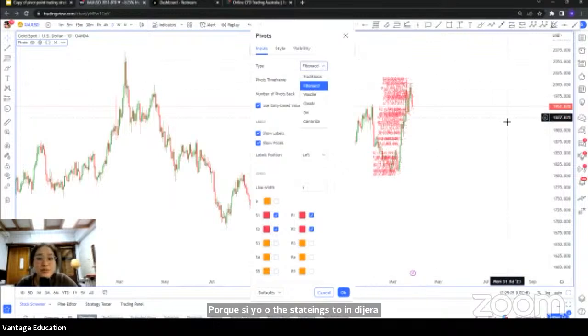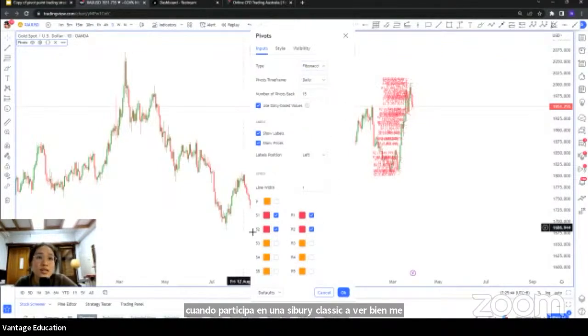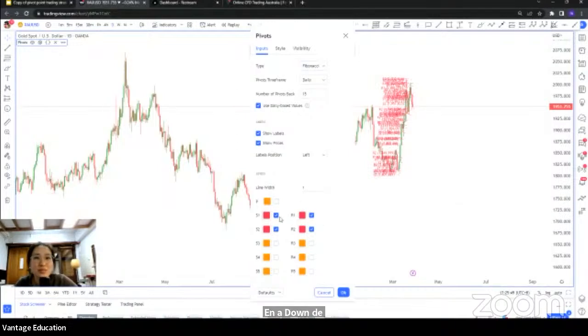here we have the type. So under type, we have those that we went through earlier, traditional, which would be the standard that I mentioned in the slides, followed by the Fibonacci, Woody, Classic, DM, and the Camarilla. And these are the support and resistance levels that we typically use, as well as the pivot level. So S1, S2 would be the supports, R1, R2 would be the resistance levels.